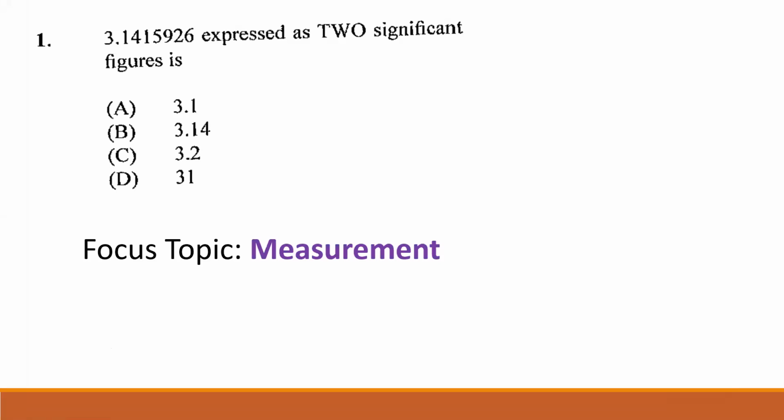All right, question 1 is on measurement, and it says 3.141592 expressed as two significant figures is. Now, what we know is that all non-zero digits are significant, so we should have 2 digits in our number for our answer, and therefore the logical answer would be 3.1. The answer should be A.